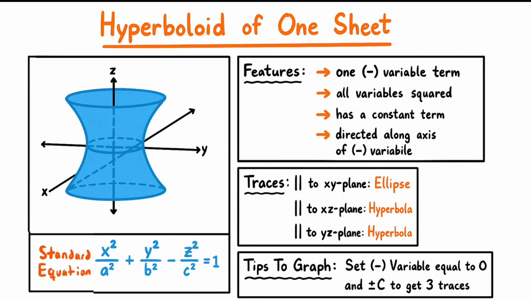What do we have in the hyperboloid? The equation will look like all squares, one negative, equals 1. It has a constant term, and the direction, or we graph it along the negative side, the negative variable. So we graph it in this case along the z-axis. If I think again about the traces, I'm going to have just ellipses and hyperbolas.